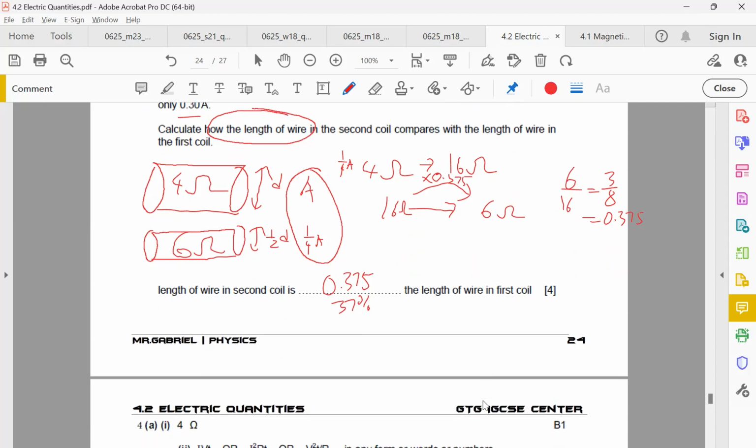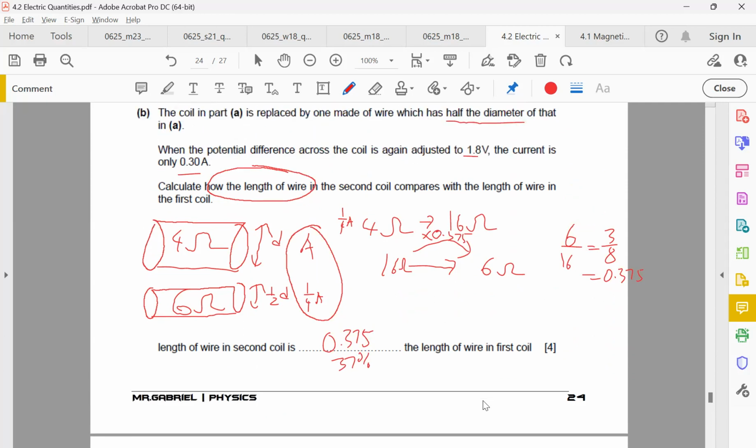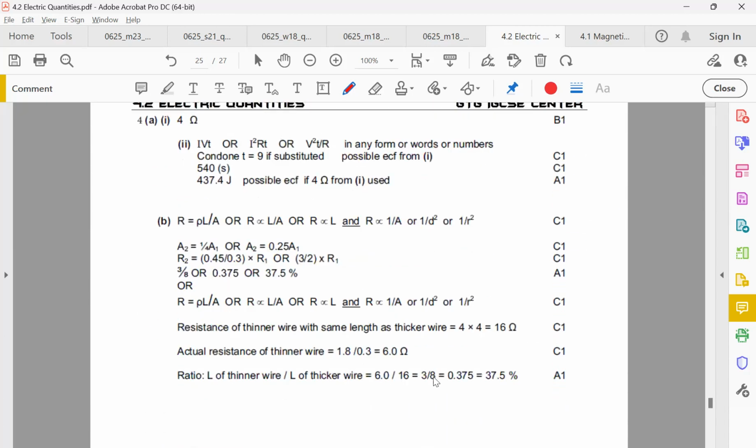Wait, so what's the way to write the answer? Do you write in decimal or 3/8? Don't write fraction. That's all. Percentage? Percentage acceptable. Decimal also acceptable. Just don't write fraction only.